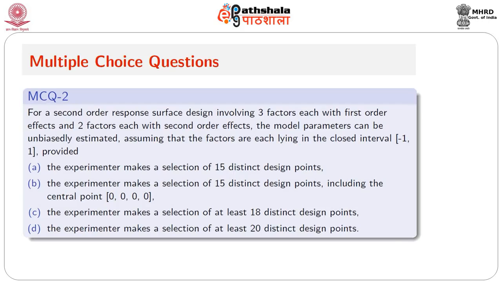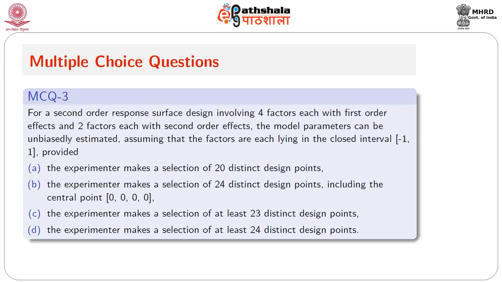Next one. So the next problem says, for a second order response surface design involving three factors, each with first order effects, and two factors, each with second order effects, the model parameters can be unbiasedly estimated, assuming that the factors are in the same range, and they are giving options. Yes. So shall I skip this? Yeah, you can skip, because it's the same type of thing. You understand the model, and then you have to make sure that you can estimate the model parameters unbiasedly, provided the kind and nature of design points that you need.